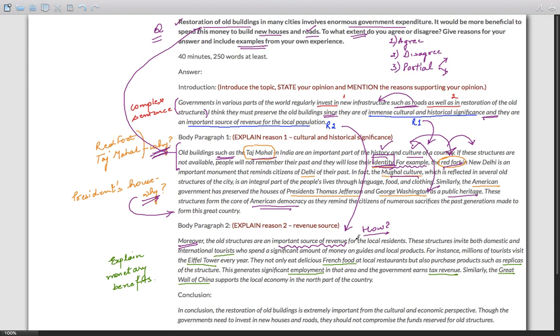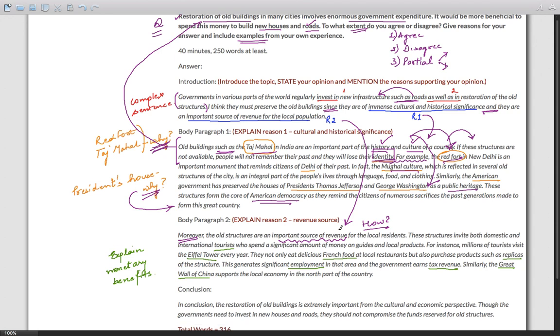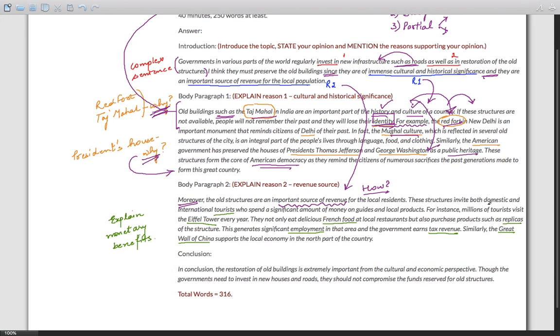But how do they help in earning money? How are they an important source of revenue? Let's come to that. These structures invite both domestic and international tourists who spend a significant amount of money on guides and local products. Please note that I have converted a simple sentence, these structures invite both domestic and international tourists, into a complex sentence using the pronoun who. Okay, so I've given the quality of the international tourists using who.